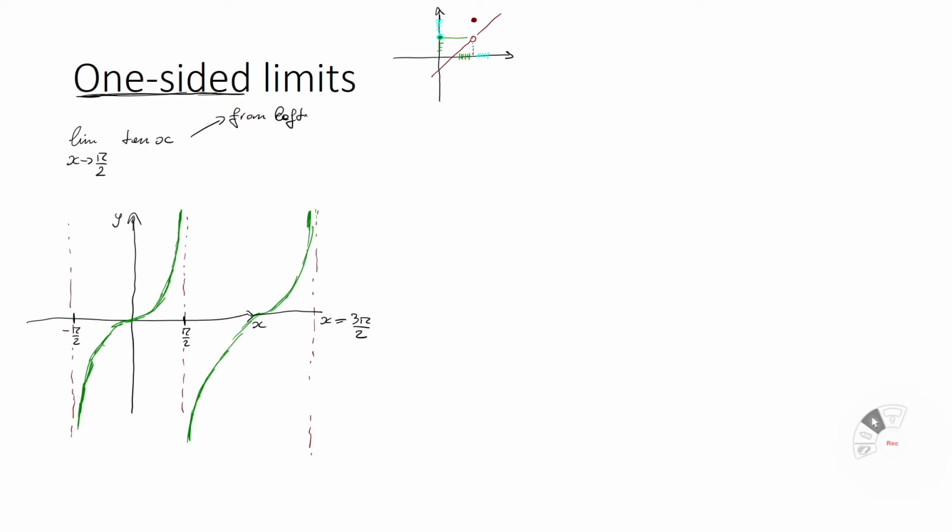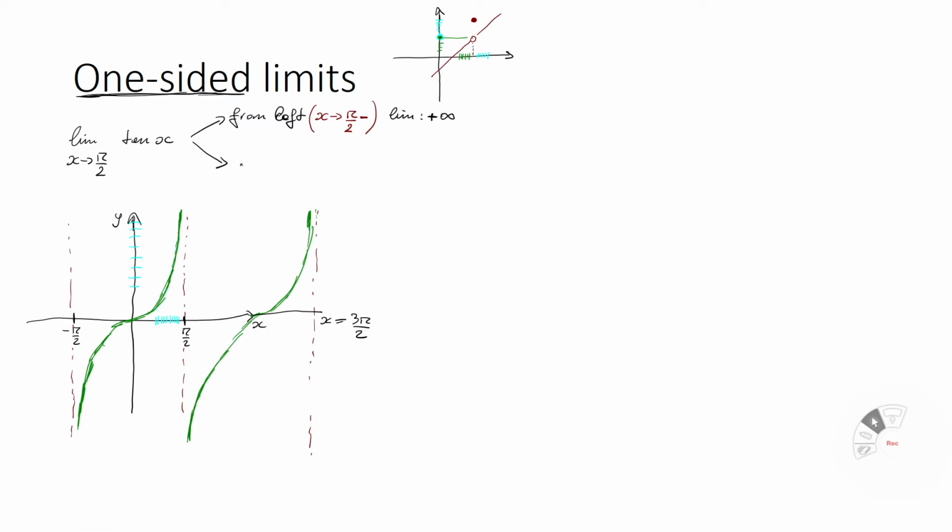If we approach pi over 2 from the left, so if we put ourselves slightly below pi over 2 and walk towards pi over 2, we see that the function values get bigger and bigger. So the function escapes to plus infinity. Going to pi over 2 from the left, we denote this as x goes to pi over 2 minus, and we get that the limit here is plus infinity. So it becomes positive and bigger and bigger.